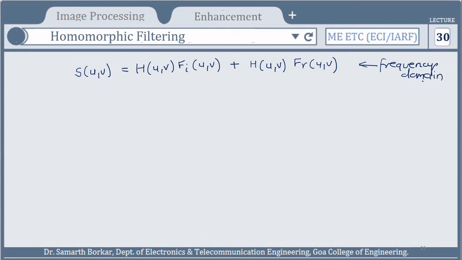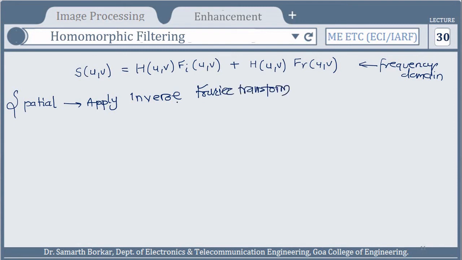To bring this back to the spatial domain, we have to apply the inverse Fourier transform. So S of x, y equals the inverse Fourier transform of this function S of U, V.